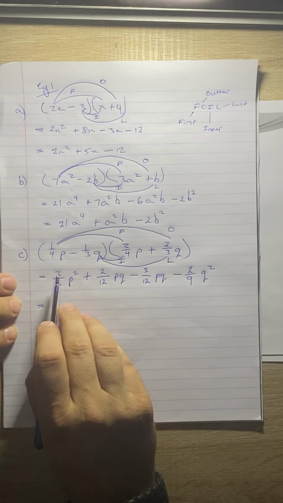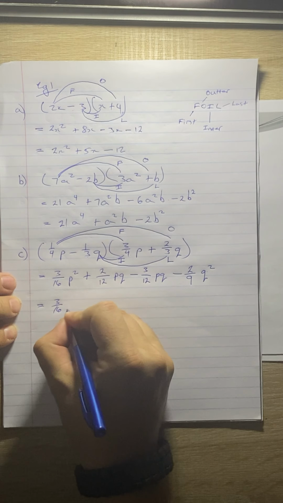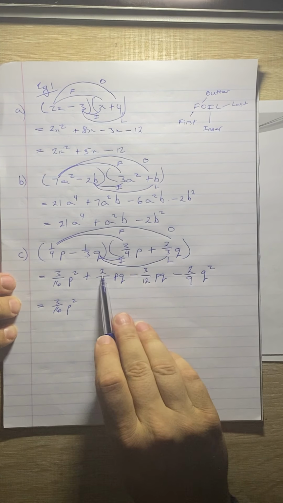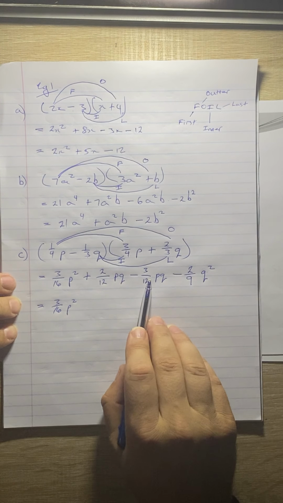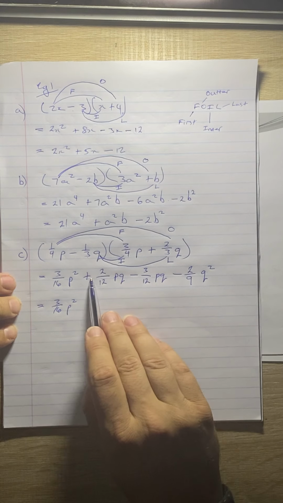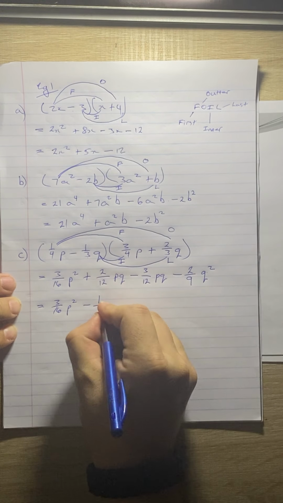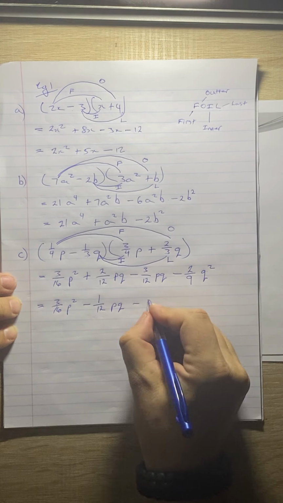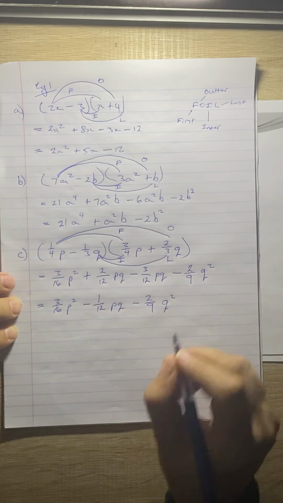So we can't simplify this fraction, 3 over 16, so it just stays 3 over 16 p squared. Here we've got a PQ, so I'm just going to add them. The denominators are the same, so I don't have to find an LCD. So plus 2 minus 3 gives us minus 1 over 12 PQ. And then we're just left with minus 2 over 9. Again, we can't simplify that, so it just stays like that.